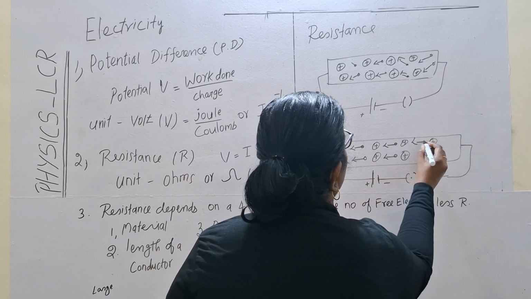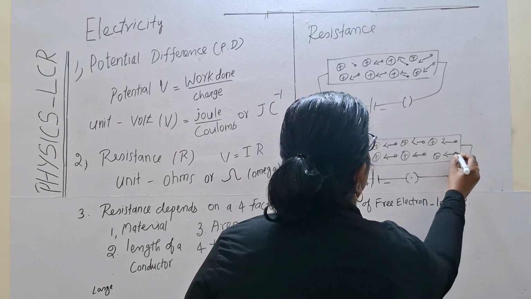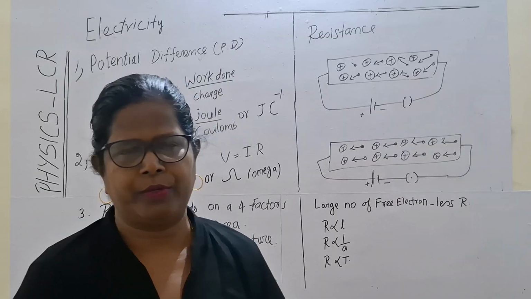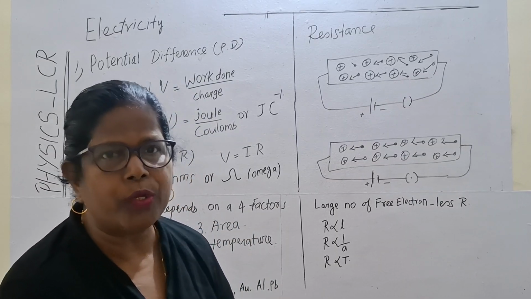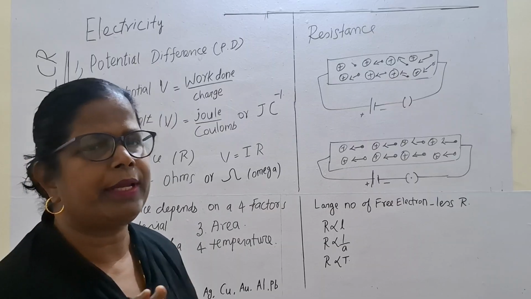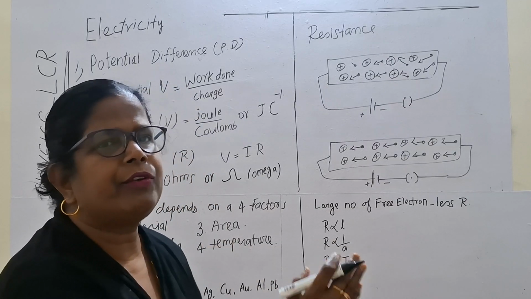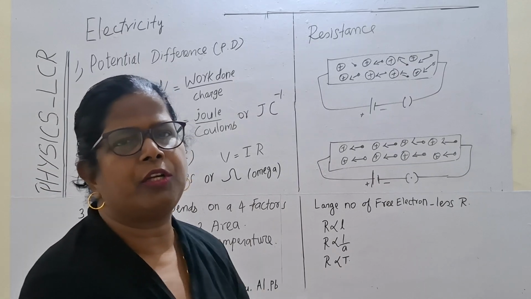Like this, it is going to travel. An electron is going to travel. All the electrons at a time are not going to travel. It is a constant movement actually. Not slowly, it is continuously going to move from the negative terminal to the positive terminal. At a time all the electrons are not moving.